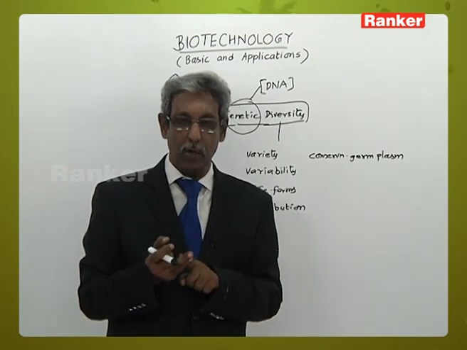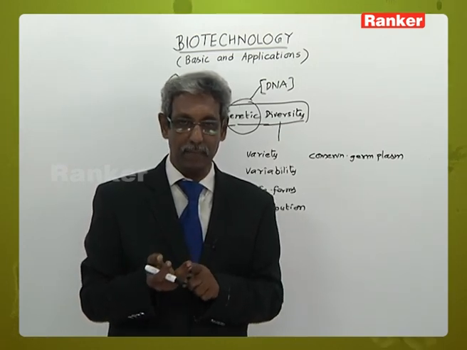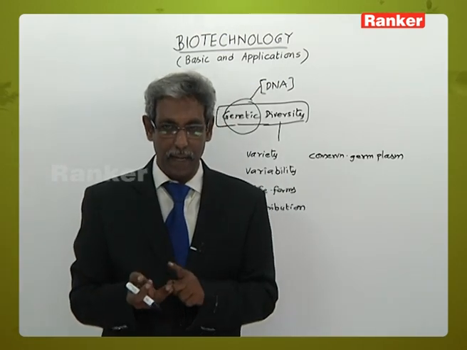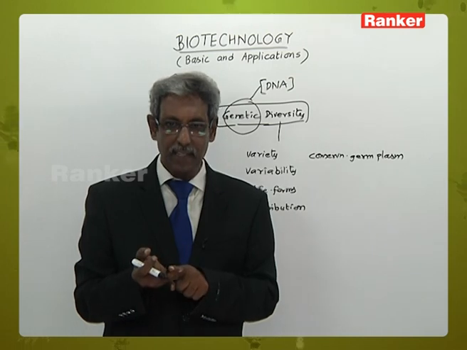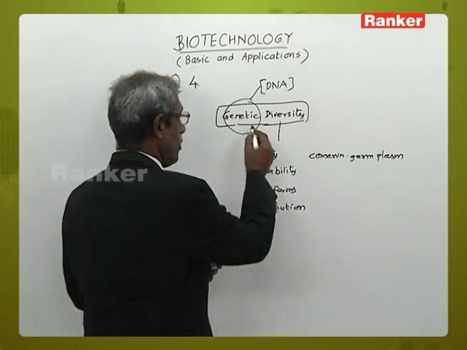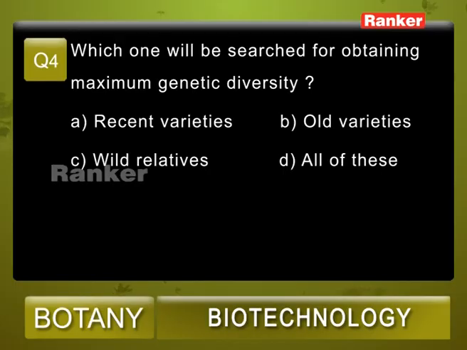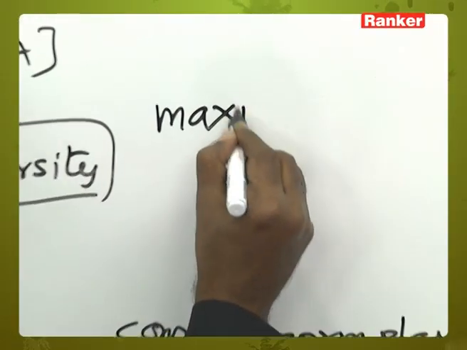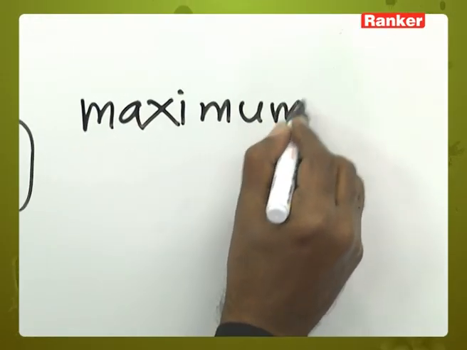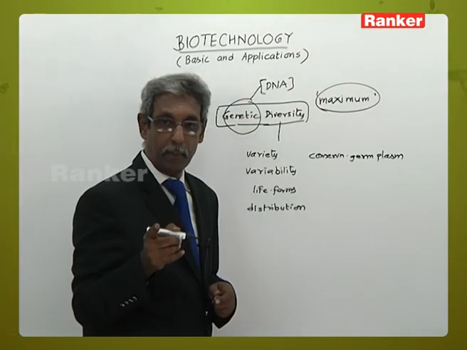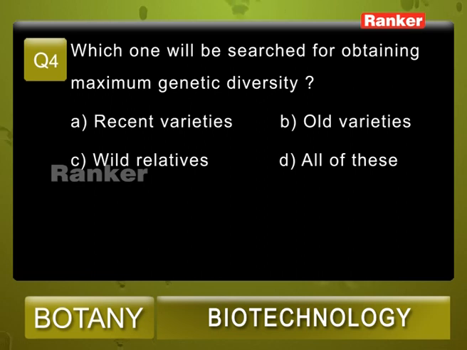And sometimes we could also have wild relatives. Wild relatives of rice are normally present in Andaman and Nicobar Islands. So wild varieties, old varieties and recent varieties, all of these put together constitute genetic variety. You have got to note in the question which one will be searched for obtaining maximum biodiversity. For getting maximum, we require all the three put together. Hence, the correct answer is D.